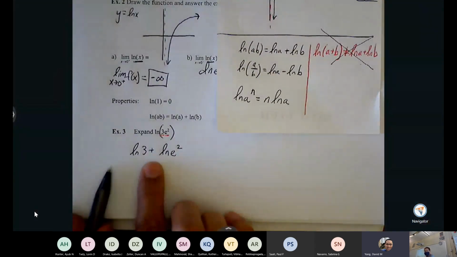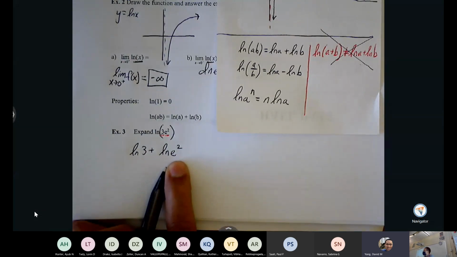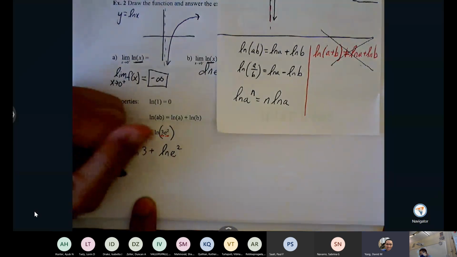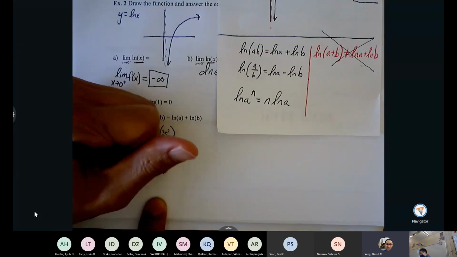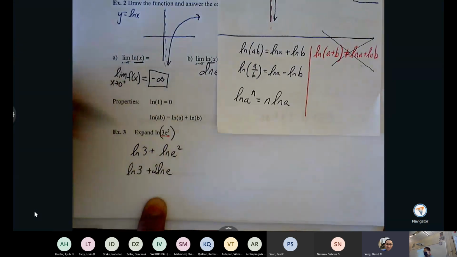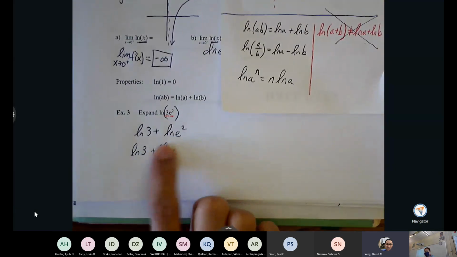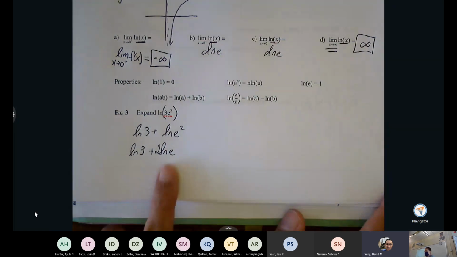Okay. We can't do much else with natural log of 3, but what can we do with natural log of e squared? Power property. Yeah, this exponent can freely come down, right? Okay. So there's something else we can do. Is there anything that we can do to clean this up? What's natural log of e? 1. Okay, right.